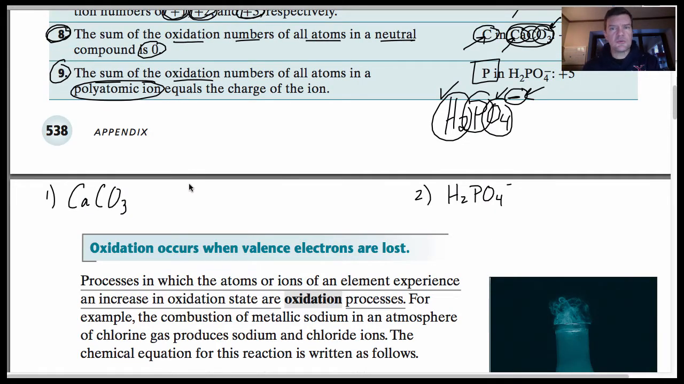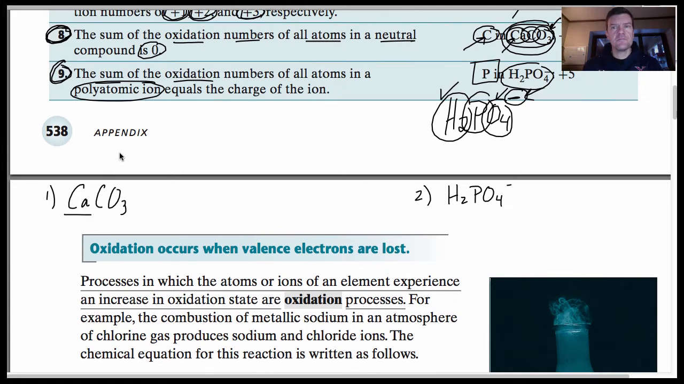Okay, I think what we'll do is we're just going to look at the compound here in Rule 8 and the compound here in Rule 9, and I'll show you how we can find the oxidation numbers for each of the elements in the compound. So let's look at calcium carbonate right here, CaCO3. I have to refer to my rules above.